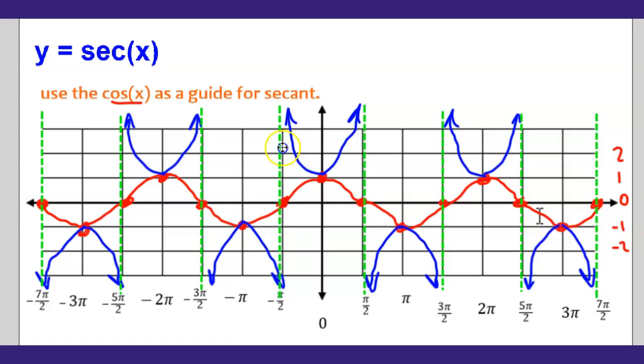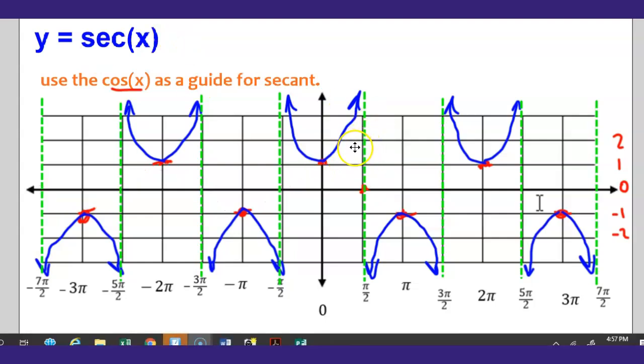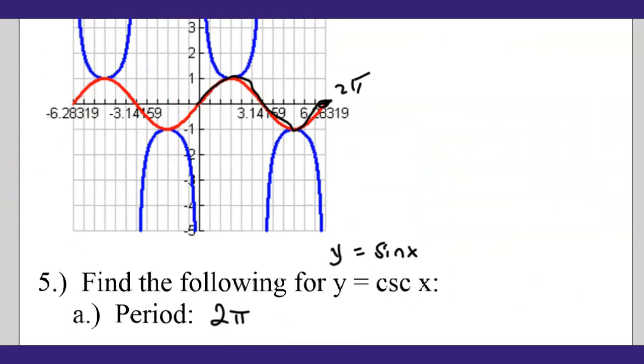Now what I'm going to do is erase cosine. Away with cosine, because remember, that red was originally just cosine. So there is your secant graph right there. A couple things I want to point out: unlike cosecant, this one actually crosses the y-axis. That's the y-axis right there, so we have a y-intercept right here. Notice there are no x-intercepts as well. So let's answer a couple questions from our notes.